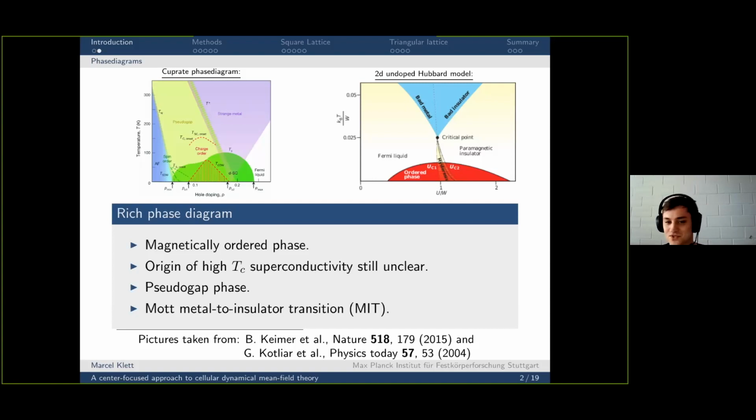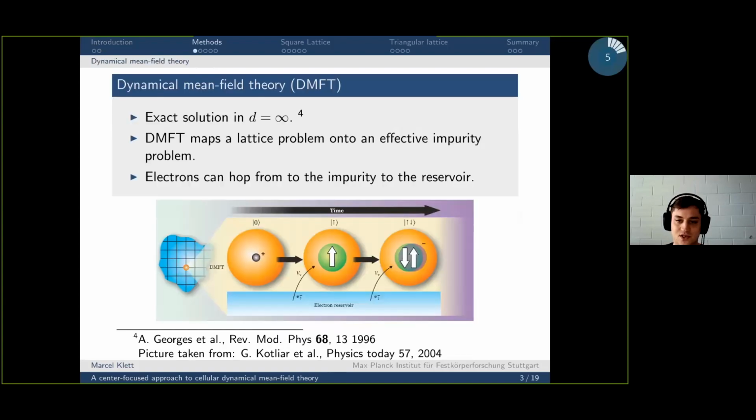So it seems that the two-dimensional Hubbard model is of large interest. So the question arises now, how can we solve this problem? Well, let me tell you, there's no exact solution known in two dimensions, so we kind of have to fall back onto approximations here. What we know is that DMFT, so dynamical mean field theory, provides an exact solution in infinite dimensions. And what DMFT does, it maps a lattice problem onto an effective impurity problem.